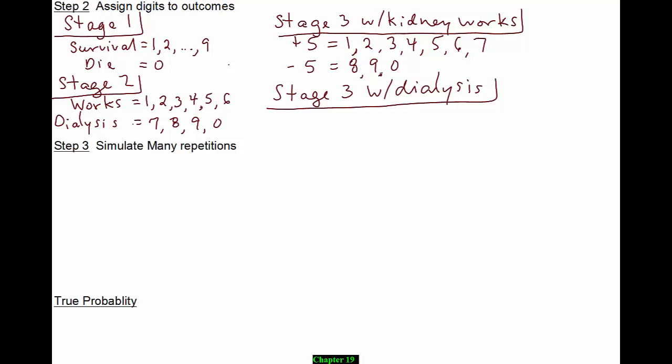In stage 3, when you were on the dialysis branch to begin with, your survival probability past 5 years is 50%. So we'll use the digits 1 through 5 to represent surviving past 5 years, and the other 5 digits, 6, 7, 8, 9, and 0, to represent not surviving past 5 years. Now that we've got all of our codes written down, we can go ahead and carry out the simulation. So again, we need to copy down some digits out of the table of random digits.